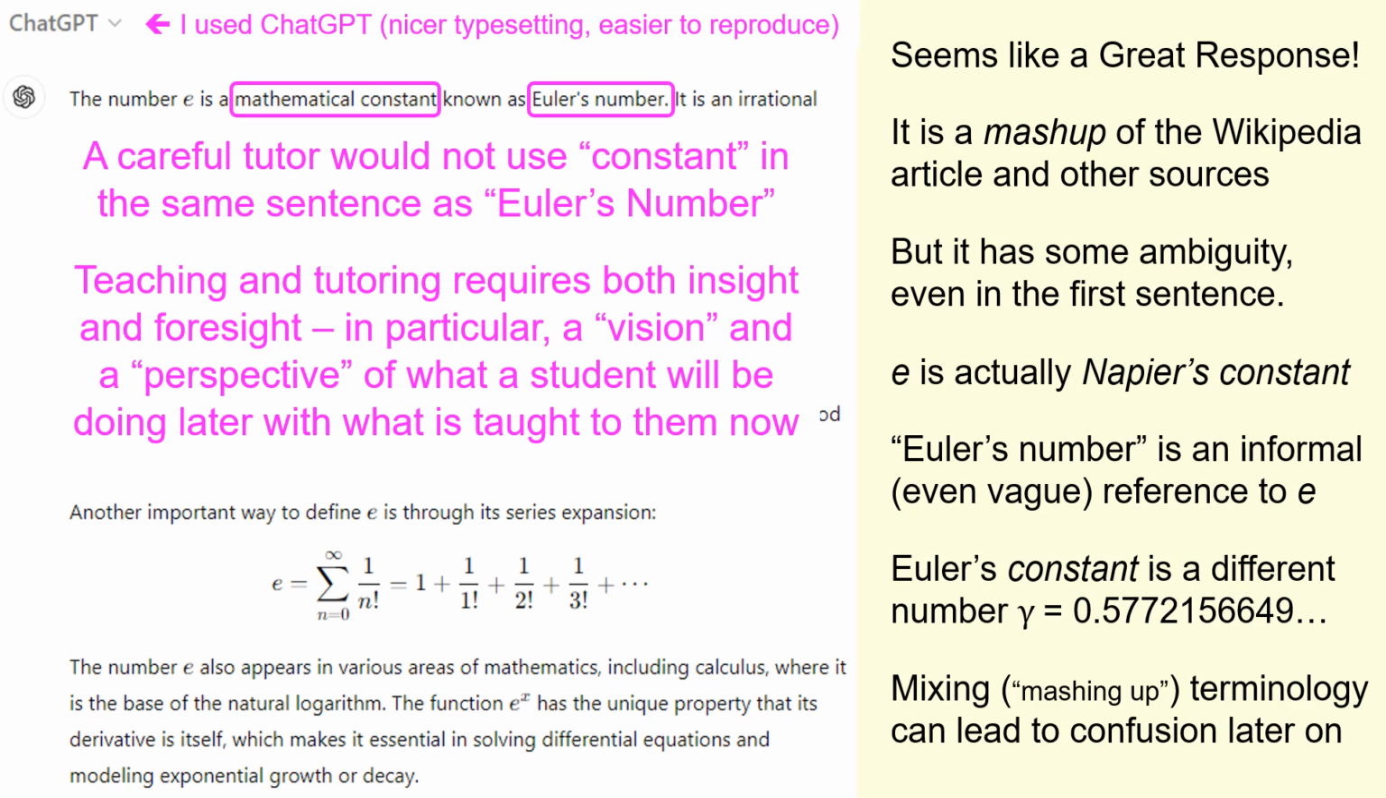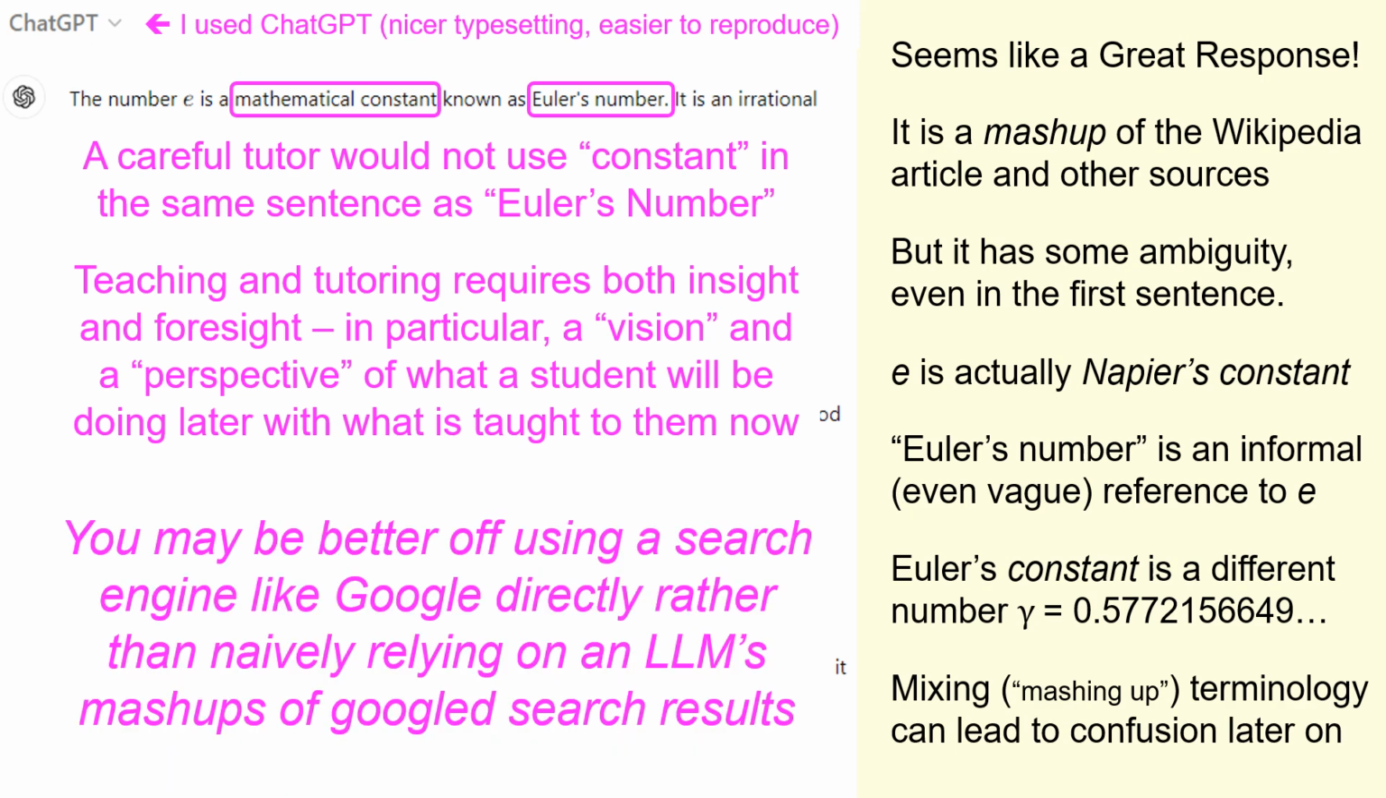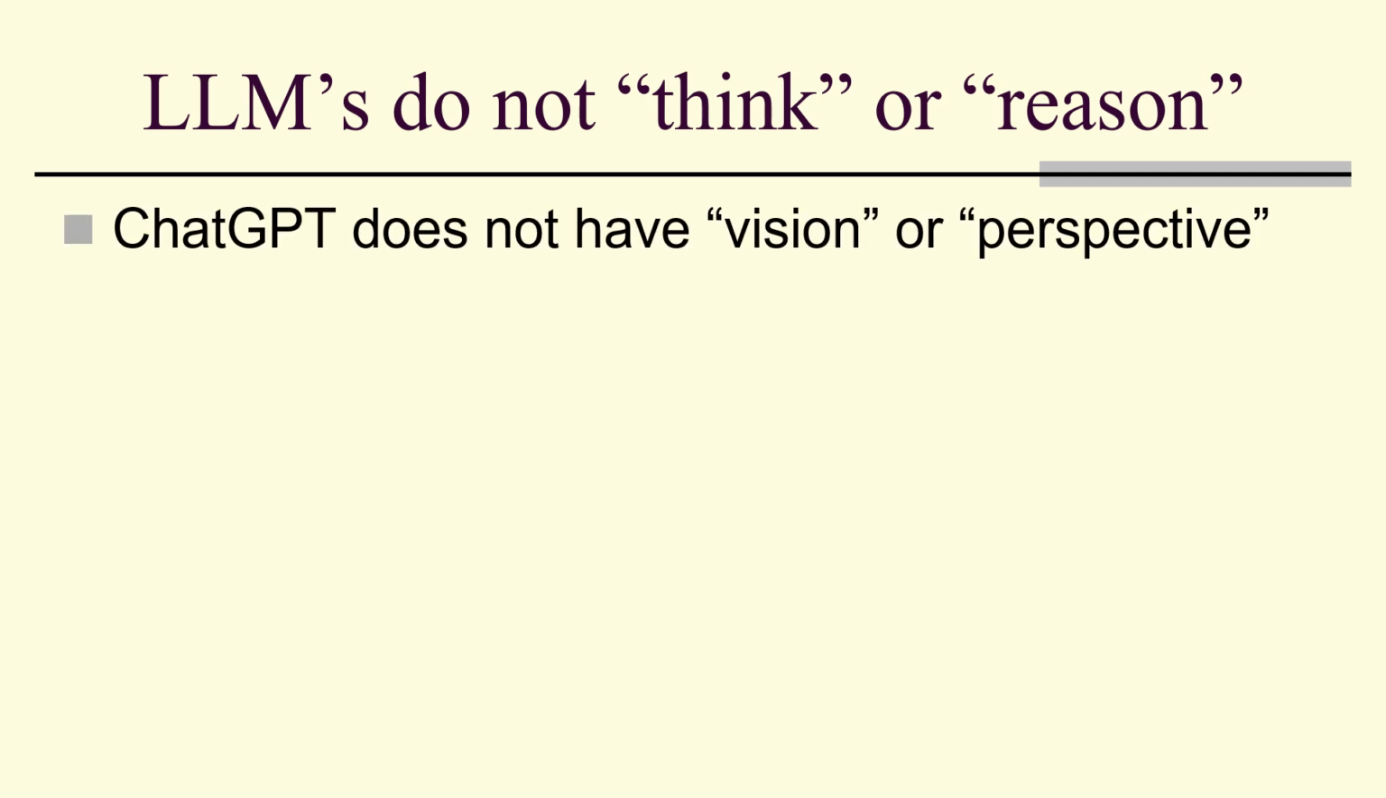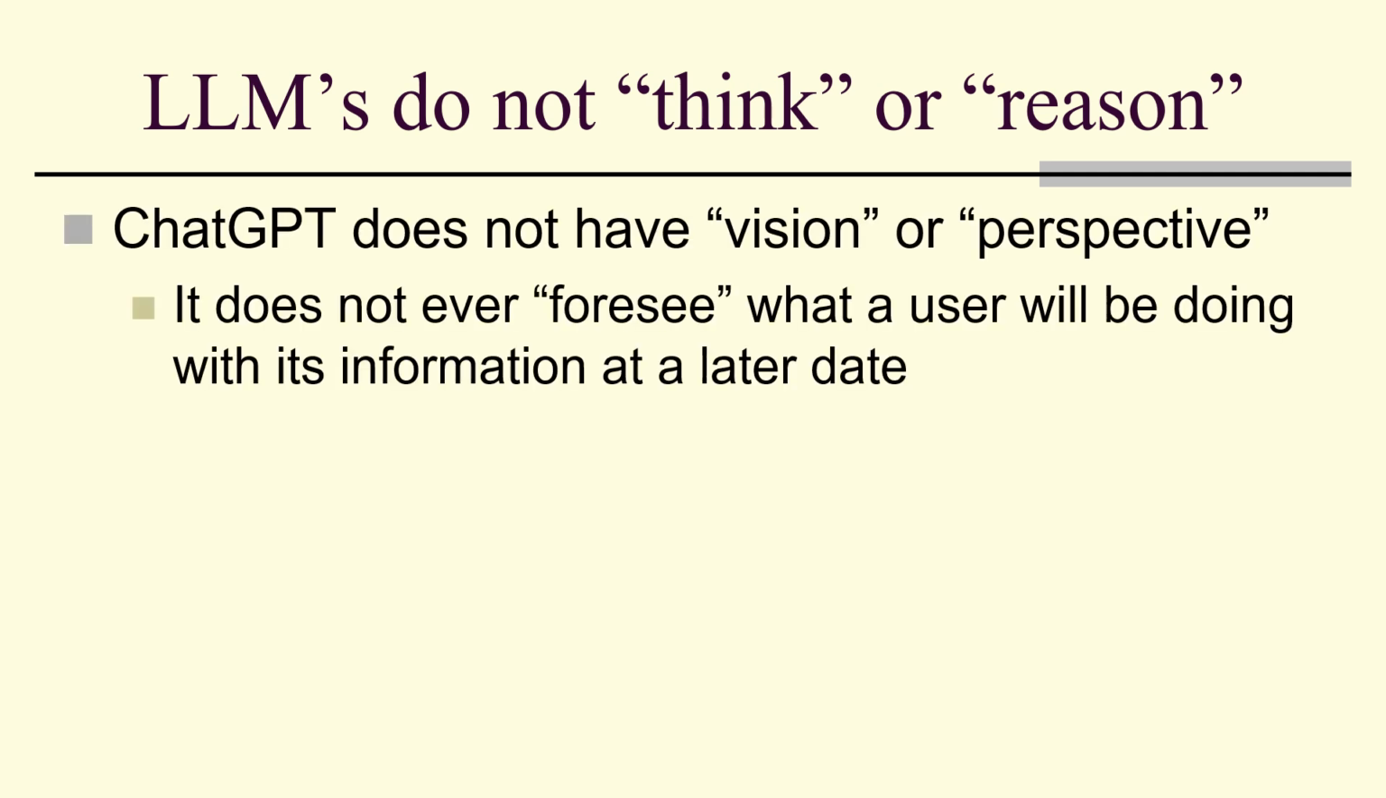See, teaching and tutoring requires both insight and foresight, a vision and perspective of what a student will be doing later with what they're being taught now. In fact, you may be better off just using a search engine like Google directly rather than naively relying on a large language model's mashups of the same search results you might Google. See, LLMs do not think or reason. ChatGPT does not have vision or perspective. It does not ever foresee anything, certainly not what a user is going to do with the information at a later date.